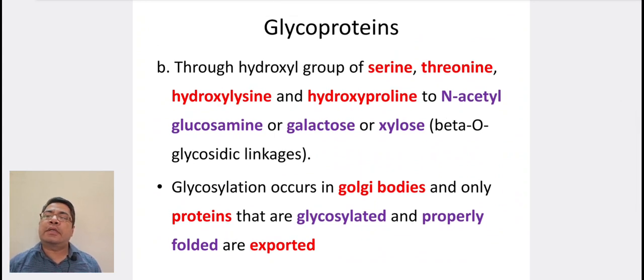Type B linkage is through the hydroxyl group of serine, threonine, hydroxylysine, and hydroxyproline to N-acetyl glucosamine, galactose, or xylose. Glycosylation occurs in the Golgi bodies, and proteins that are glycosylated and properly folded are exported.